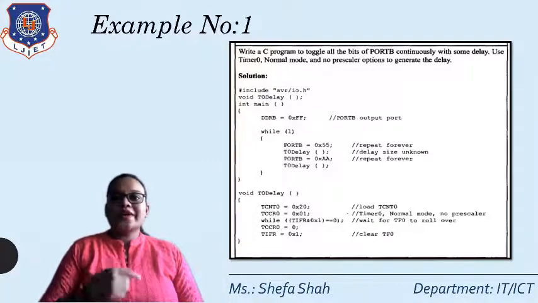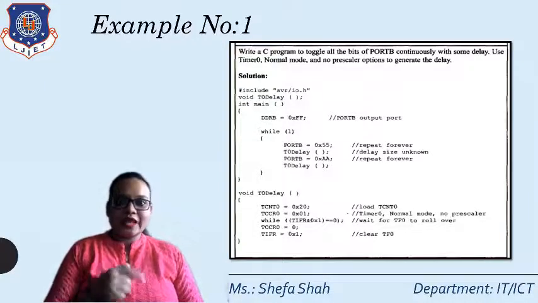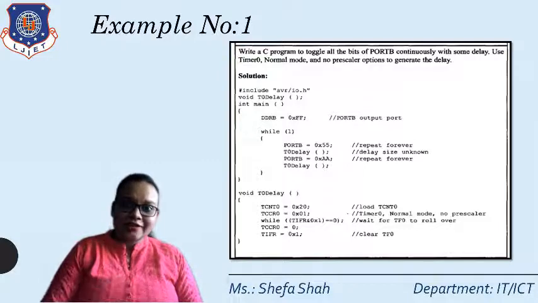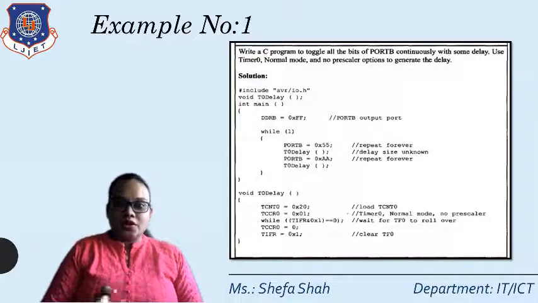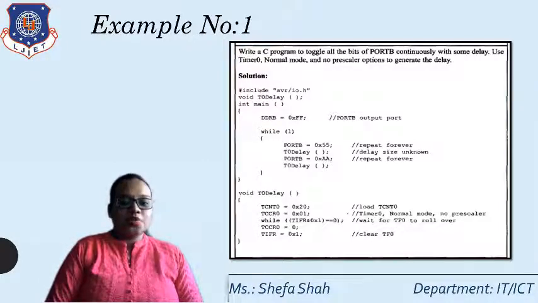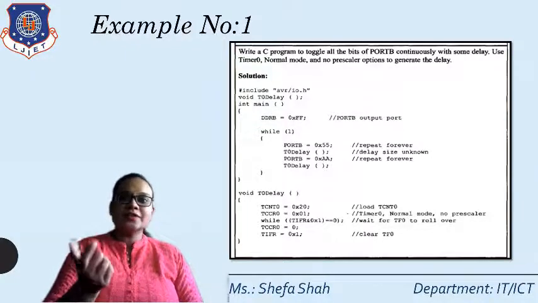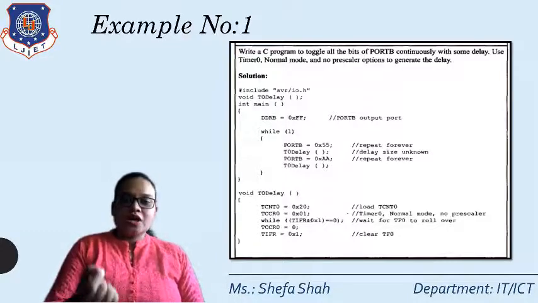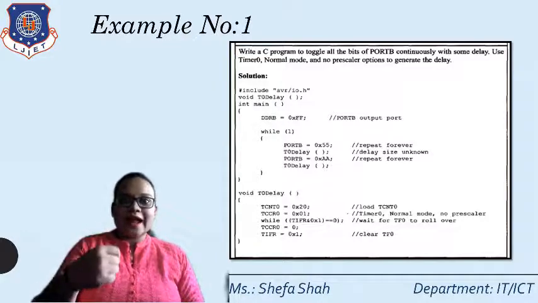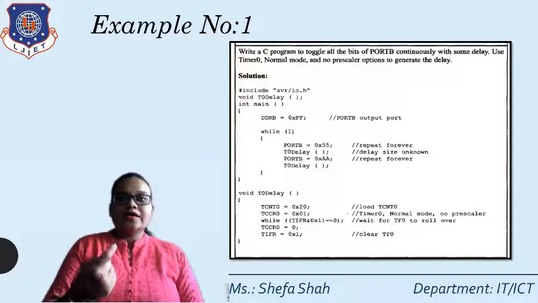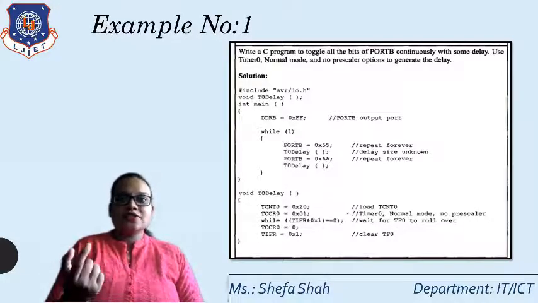Now we are checking whether the TOV0 flag in the TIFR register is 1 or not. With the help of a while loop, while TIFR AND 0x01, the TOV0 flag is at the 0th bit, so that particular 0th bit is ANDed with 1. So what is the significance of the AND operation?